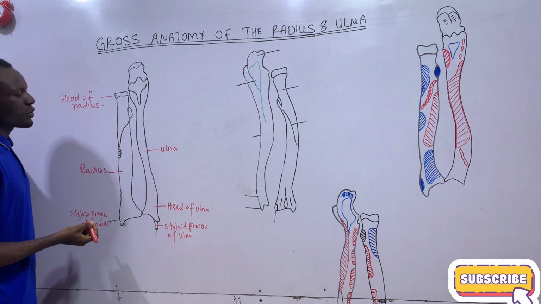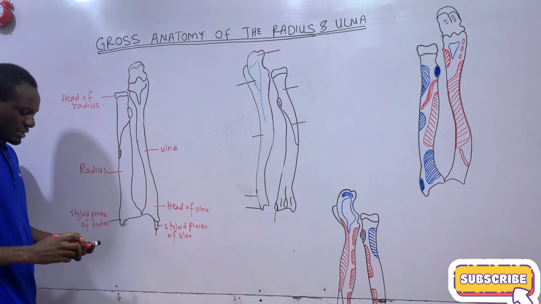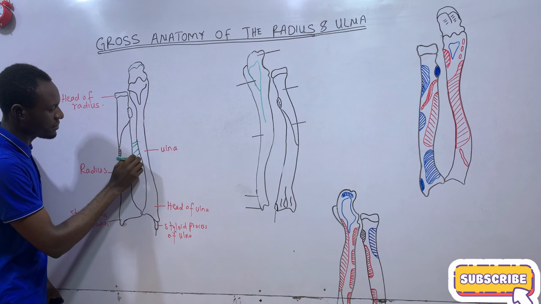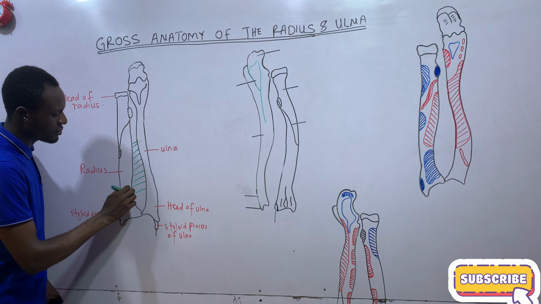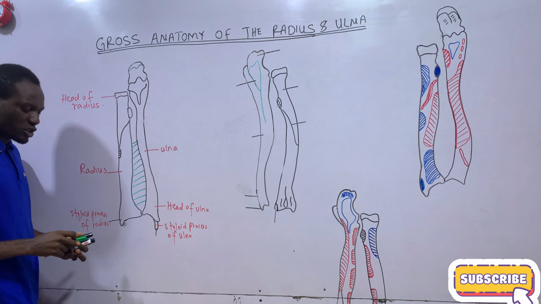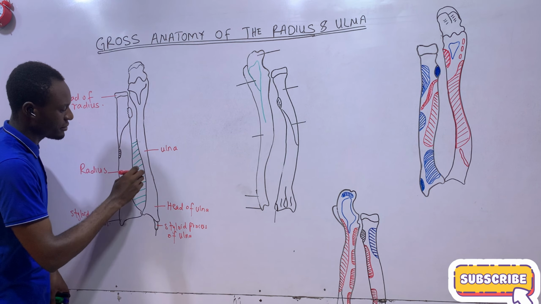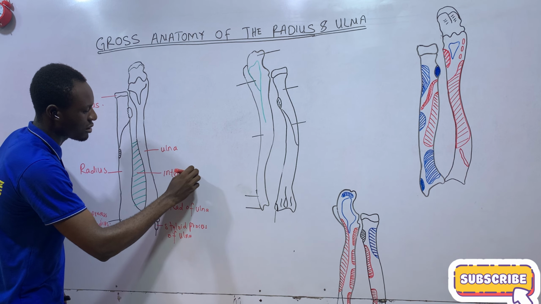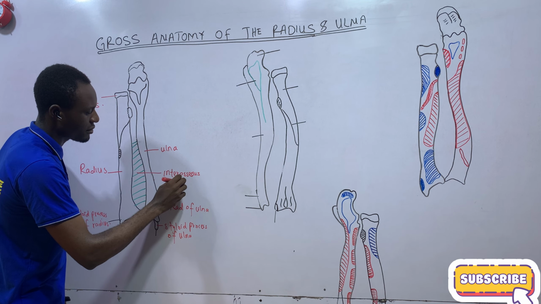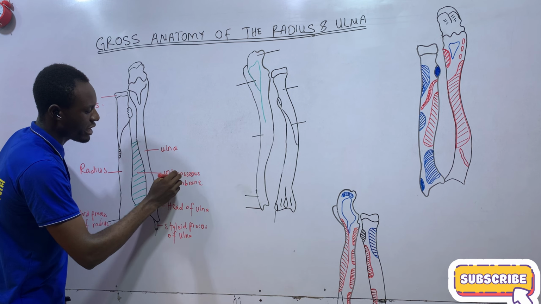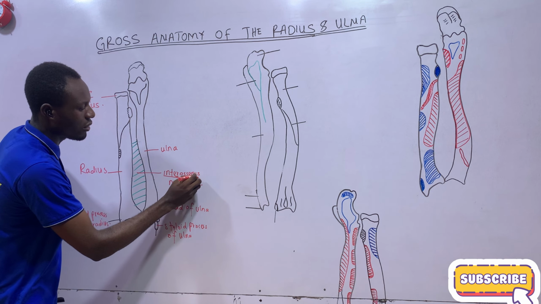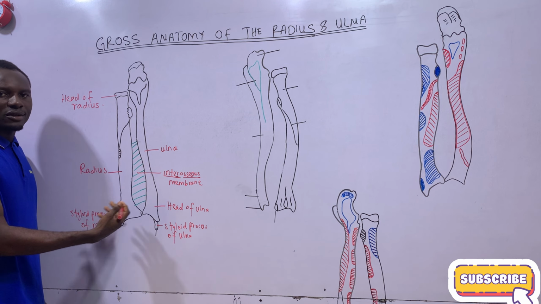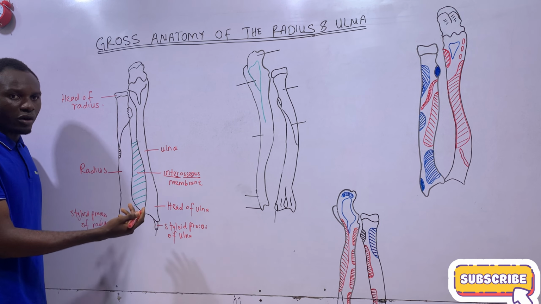Good. Both bones are united by a membrane. See this membrane right here. This membrane is called the interosseous membrane. Inter means between. Osseous means bone. So the interosseous membrane is what connects or separates rather the radius from the ulna.